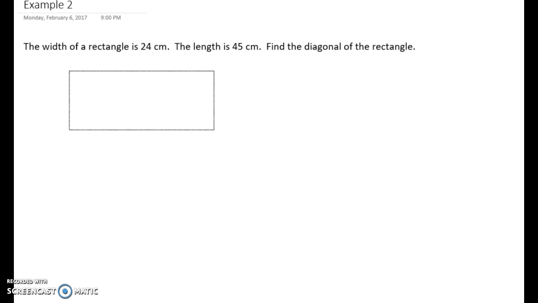Example 2. The width of a rectangle is 24 centimeters. The length is 45 centimeters. Find the diagonal of the rectangle. I'm going to again draw a picture and draw in the diagonal.